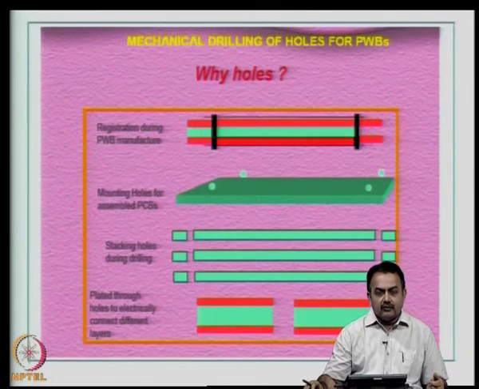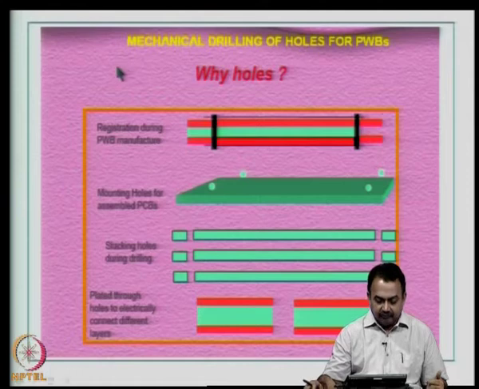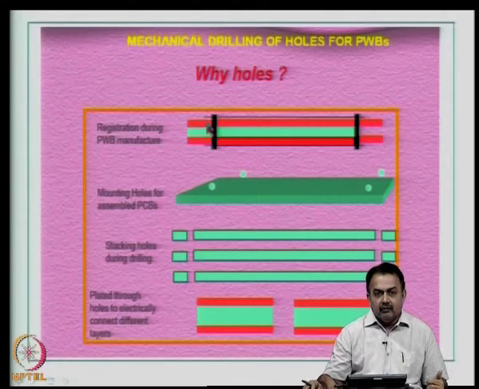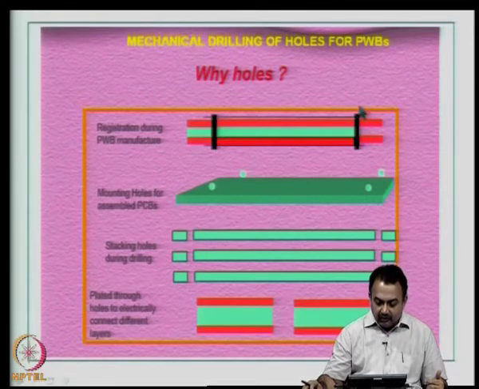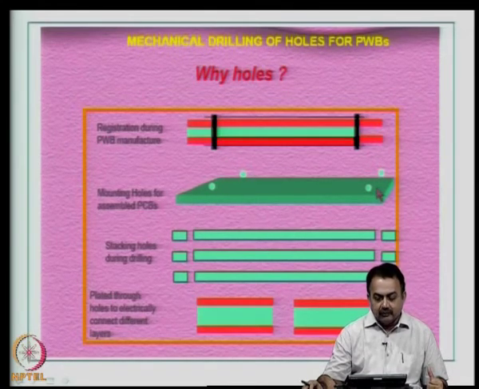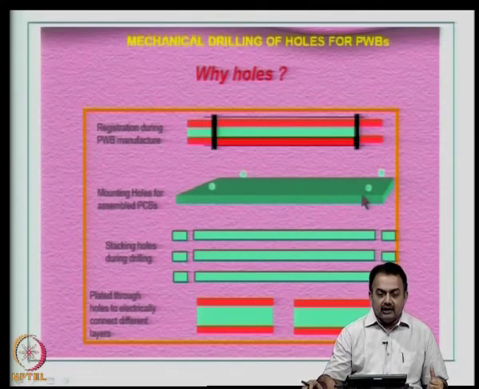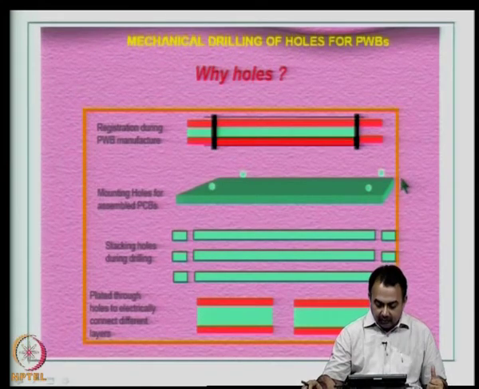So, mechanical drilling of holes for PCB. Why do you require holes? You require holes for registration during manufacturing. If you are working on large volume production, you have to register your photo tool to the copper surface of the PCB at various times during, let us say, a multilayer PCB manufacture. Therefore, you are not going to use manual registration, you will do an automated registration. For that you require holes. Then there are mounting holes for assembling the PCBs; in your PCB you would definitely have mounting holes which need not be plated, but these are going to be mounted to the chassis of your product.